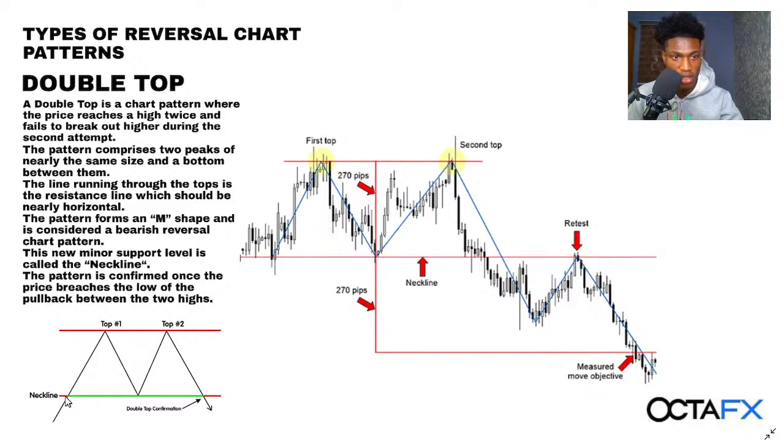Like I said, the new minor support level is called the neckline, and the pattern is confirmed once price breaches the low of the pullback between the two highs, which is here, the neckline. Where is the pullback? This is the first high and the second high. The pullback between is right here, and the pattern is confirmed once the price breaks the low of this pullback between the two highs.